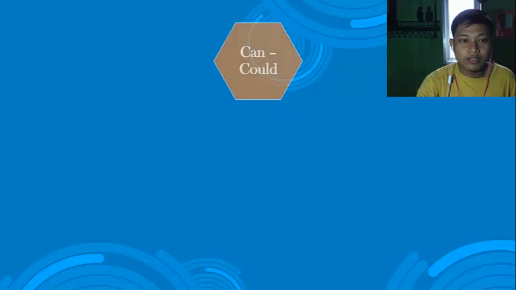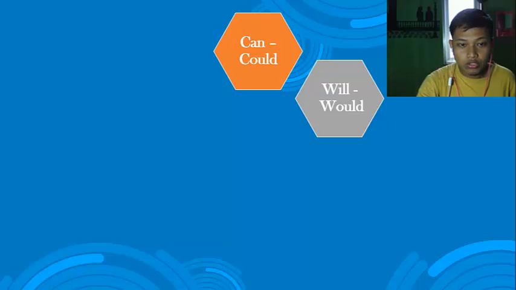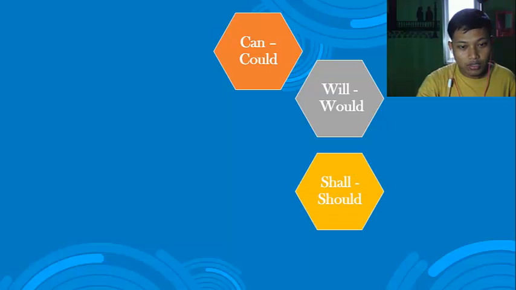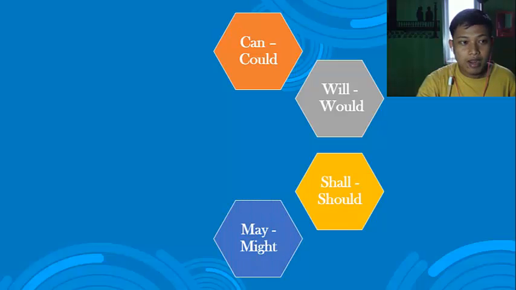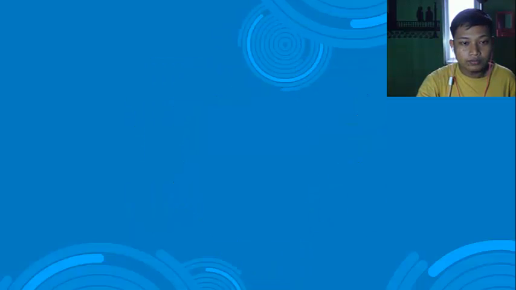Okay, let's practice again. What are modal auxiliary verbs? The first, there are can and could. The next, will and would. The next, shall and should. Next, may and might. The next, must and ought to.